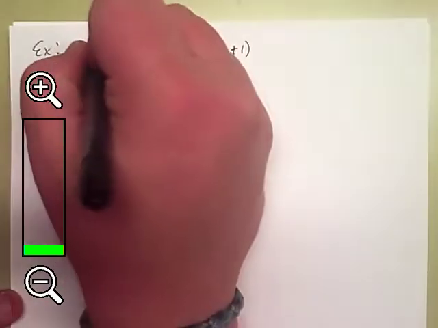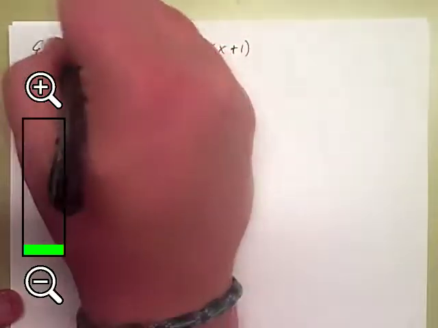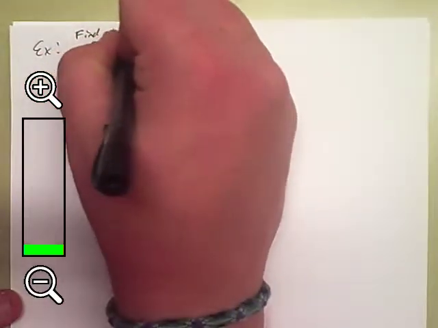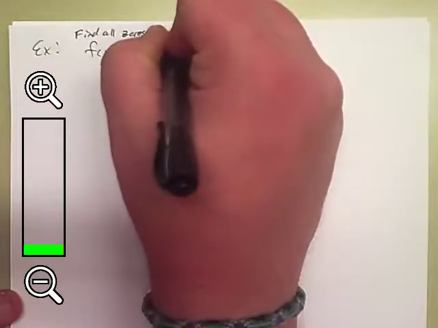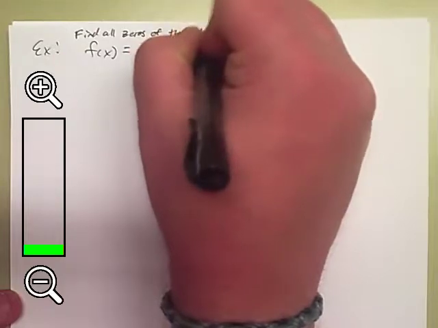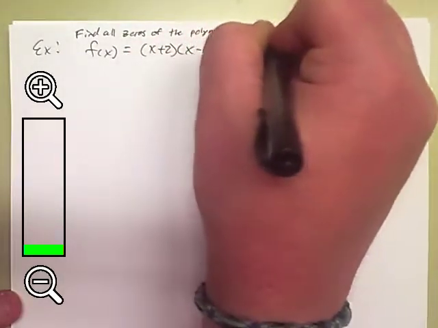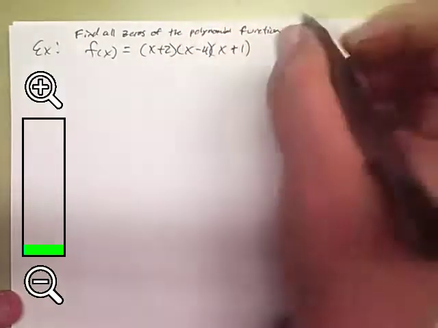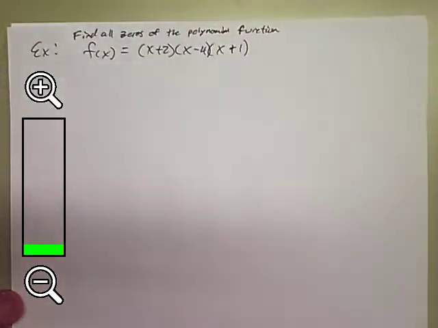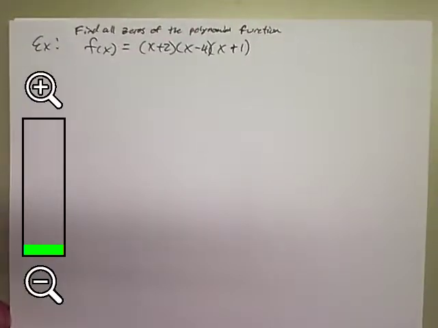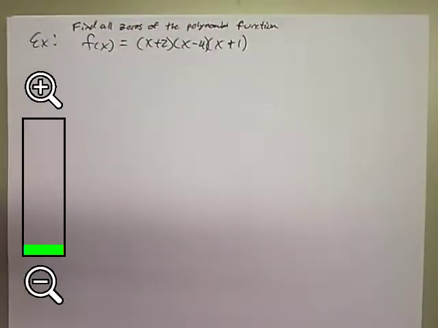So the directions for a problem like this are going to say, find all zeros of the polynomial function. All right, so the directions that you're going to get are going to say, find all the zeros of the polynomial function. All right, well, here's the polynomial function in factored form.